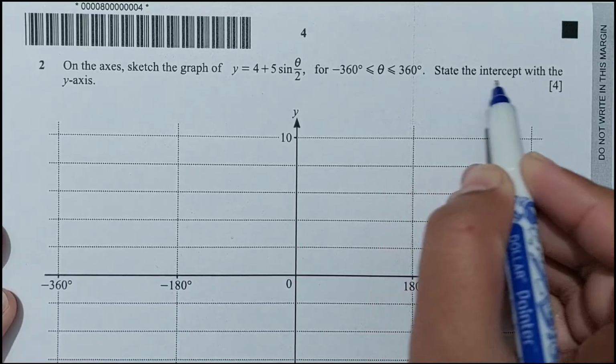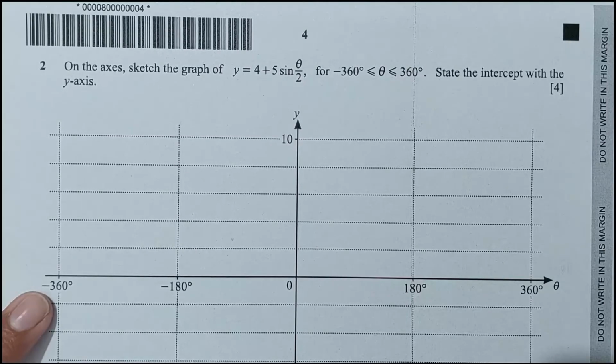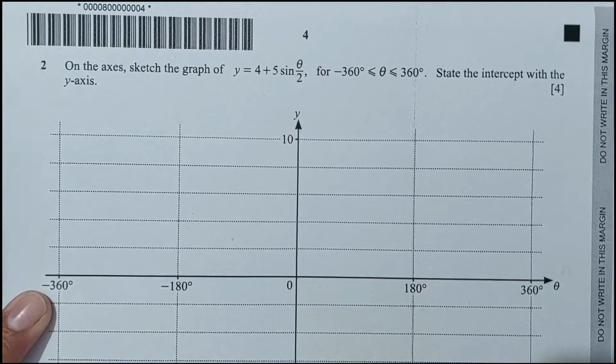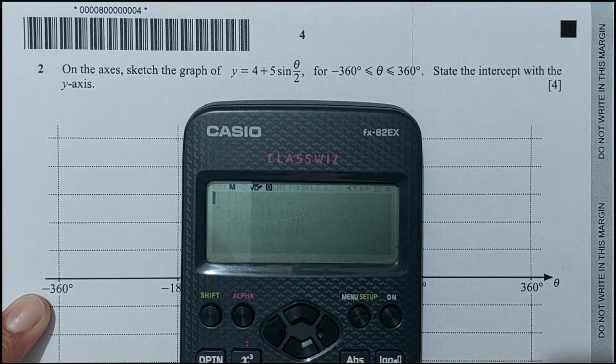Question number 2: on the axes, sketch the graph of this function for minus 360 to plus 360 degrees, stating the intercepts with the x-axis. All right, we have to state the intercepts as well. So negative 360, it is in degrees. My calculator was in radians, it is in degrees now.